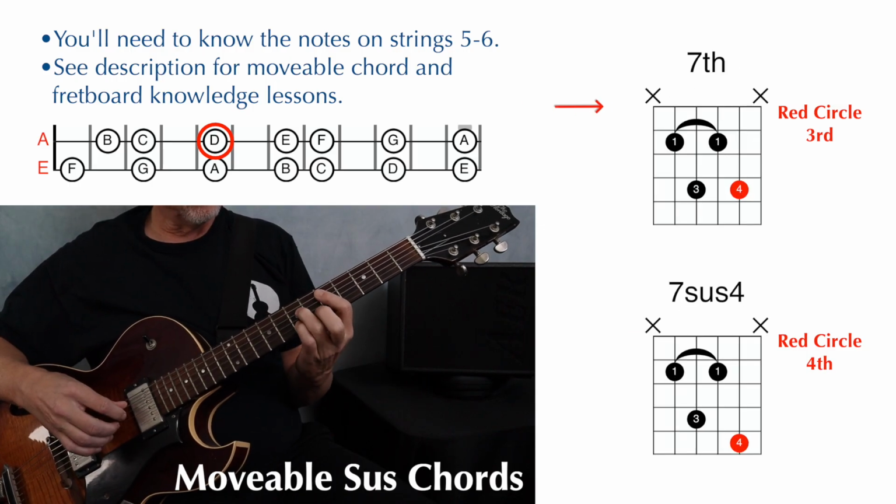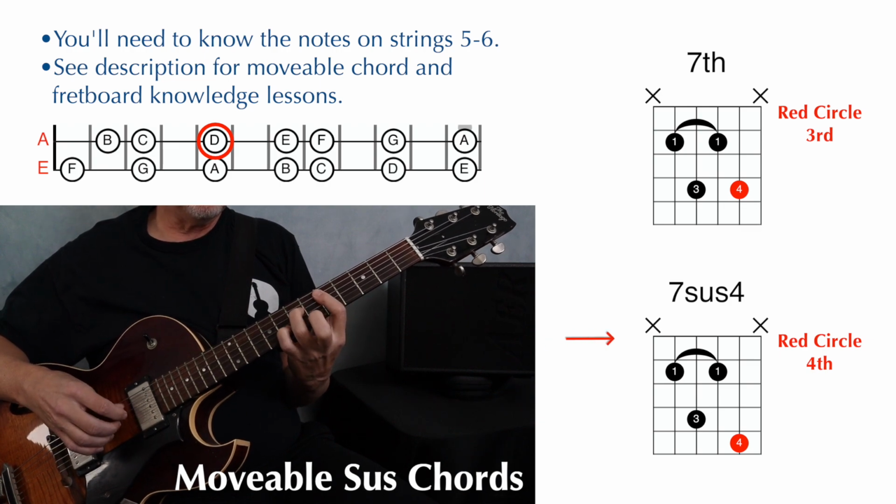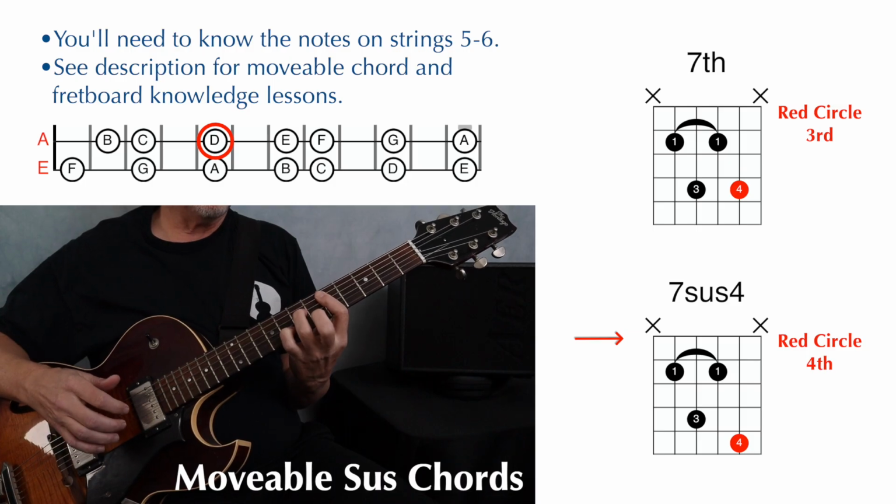And then this 7th chord also has a root on the 2nd string. Slide your 4th finger out a little bit to raise it, and you have a 7 sus 4 chord. To use those movable shapes, you need to know the names of the notes on the fretboard.